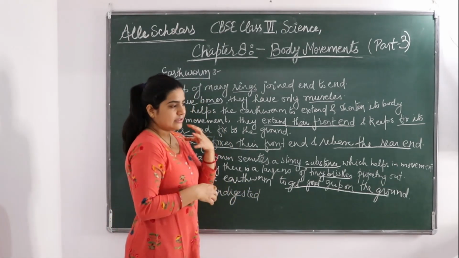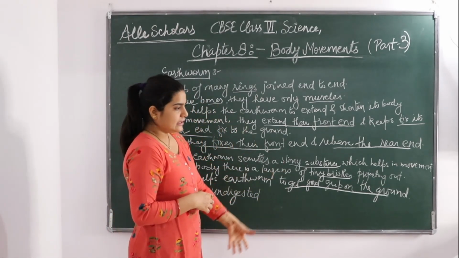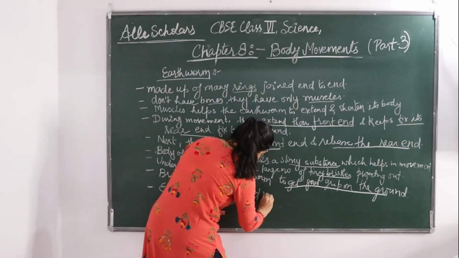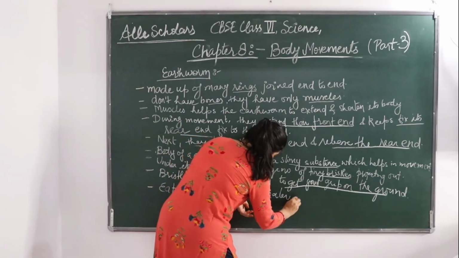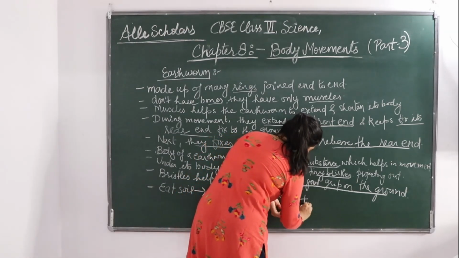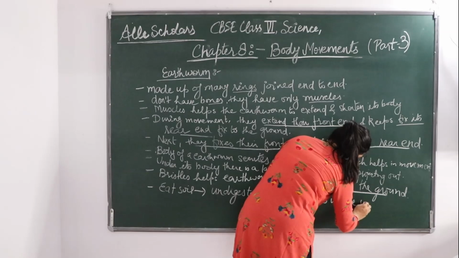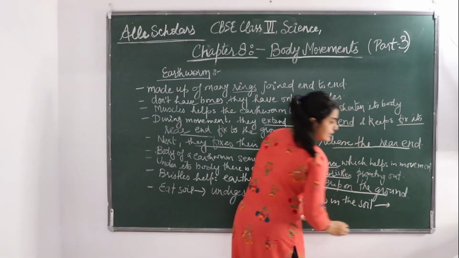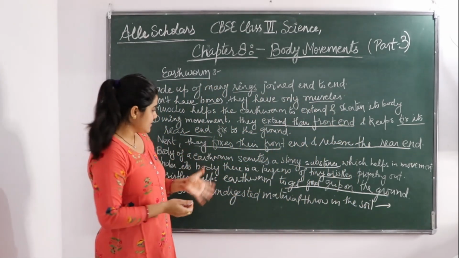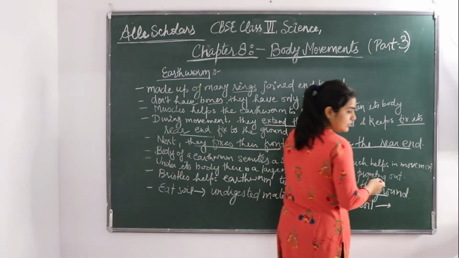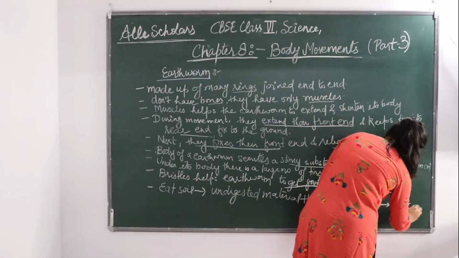The body throws out the undigested material that they eat. They throw it in the soil, and this undigested material thrown out by the earthworm is very useful for plants.